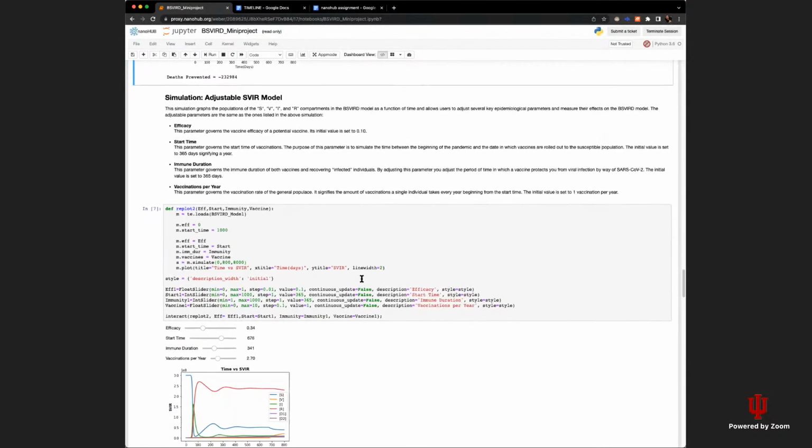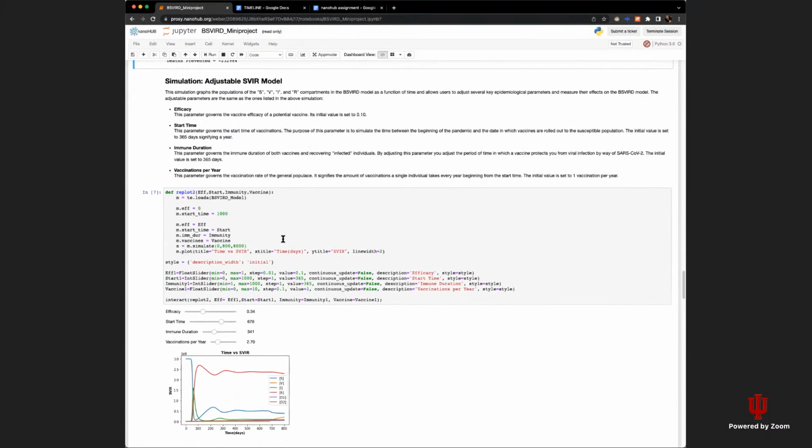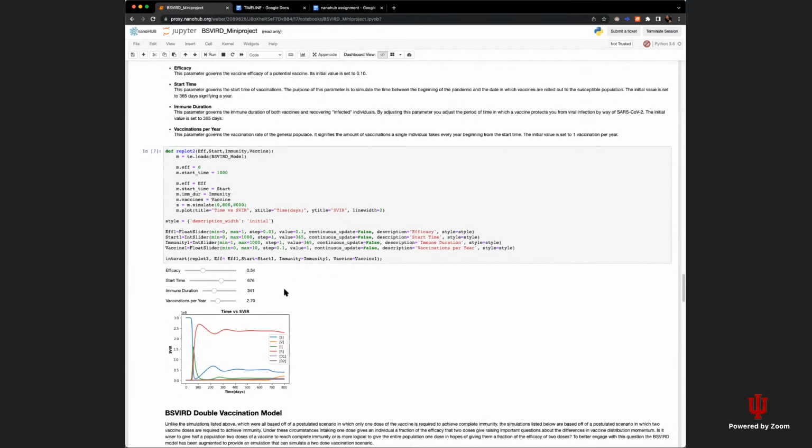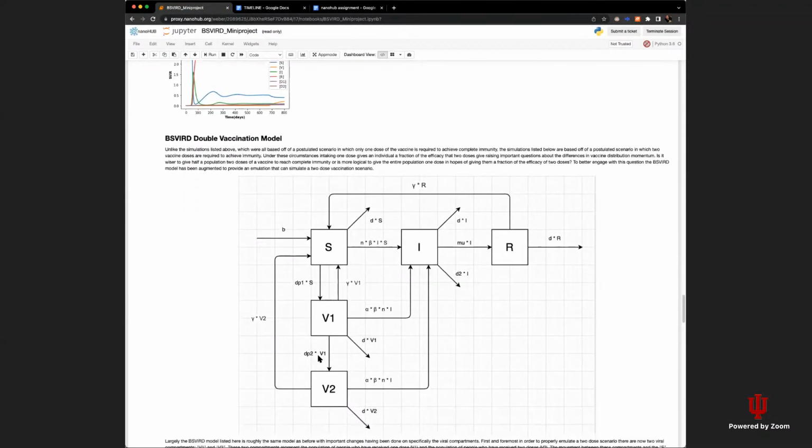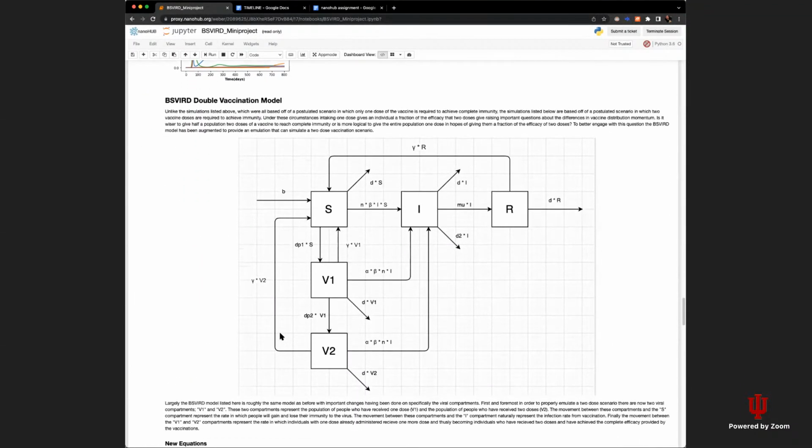So moving on, they also show some more plots explaining the different compartments, S, V, I, R, and then D1 and D2. And then we move on to the second model that they created, or made their own version of. And that is with a double vaccination, which I'm sure lots of people are familiar with.